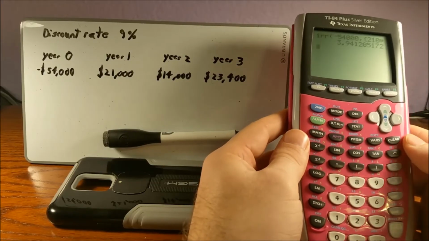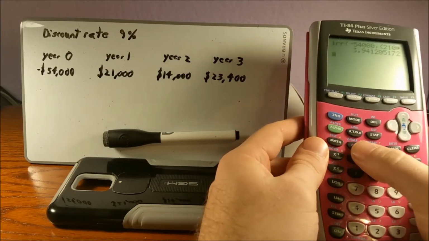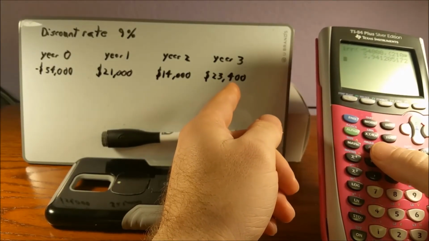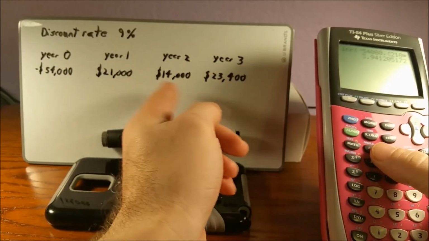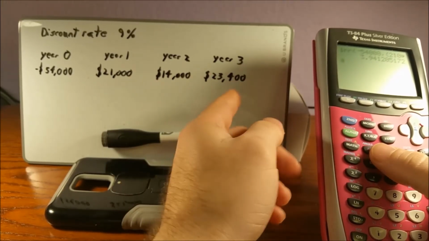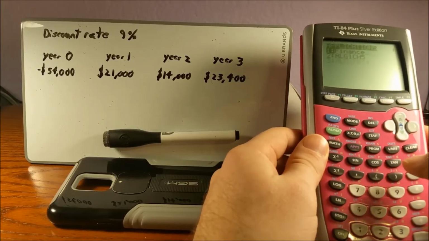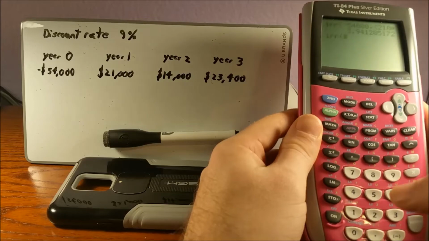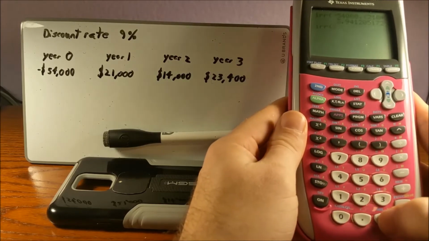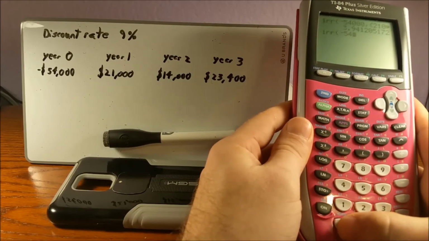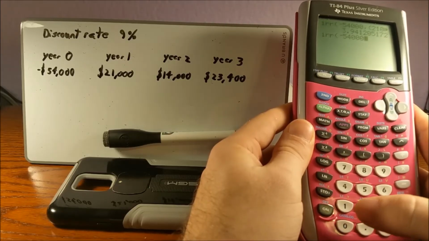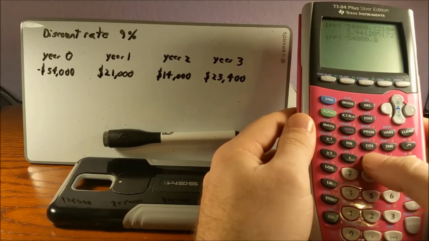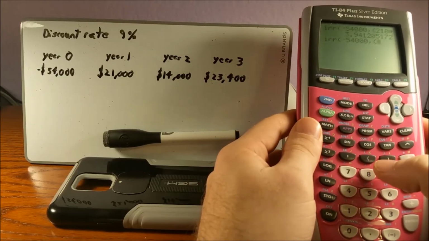All right, so shortcuts. I did promise you that. Let's say that instead of 14,000 and 23,400, for the first 2 years, we're going to do 21,000 on both, and then 23,400. Let's go into our apps here, finance, and internal rate of return. We'll start out the same way. Negative 54,000, comma, and then we will open up our curly braces.